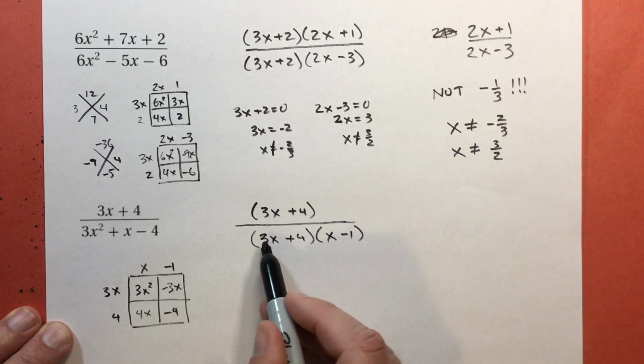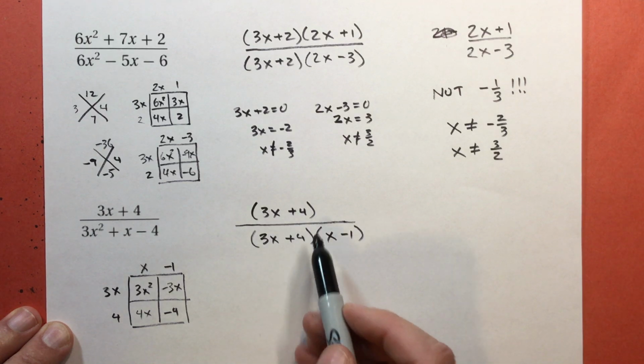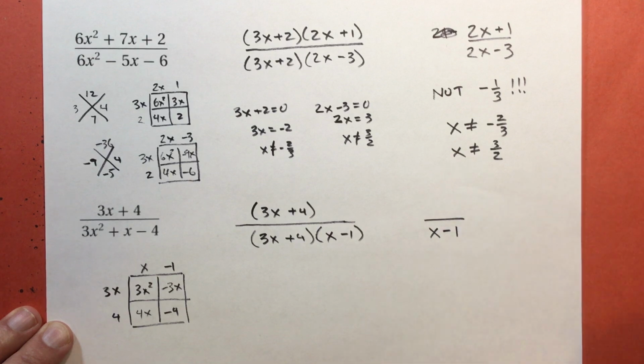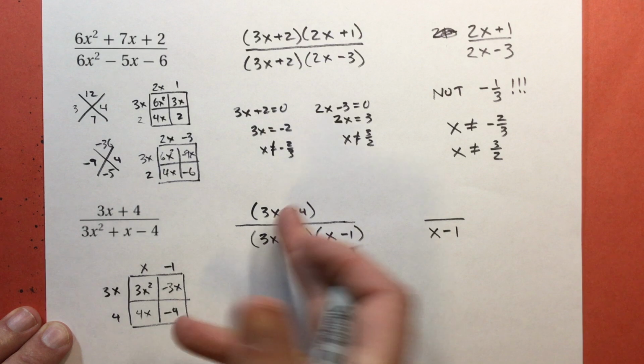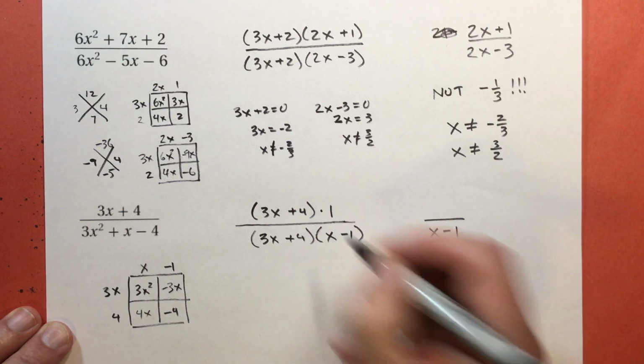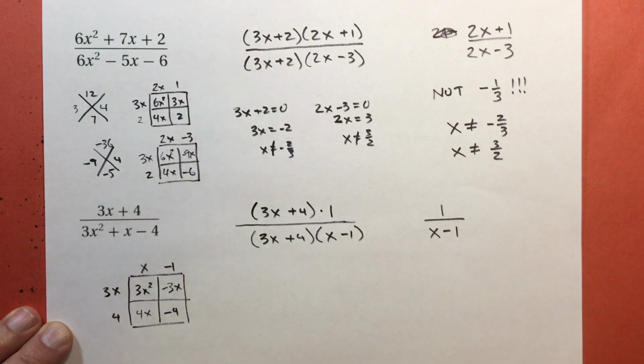Now I know that the 3x plus 4 and 3x plus 4 are going to go poof. That's going to give me the x subtract 1 in the denominator. But what gets left behind? I took everything out of the top. No, you didn't. You can always multiply by 1. So it's 1 over x subtract 1.